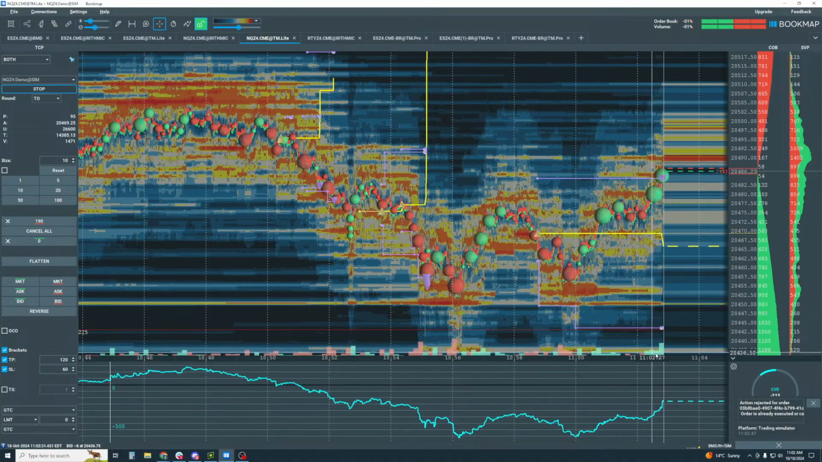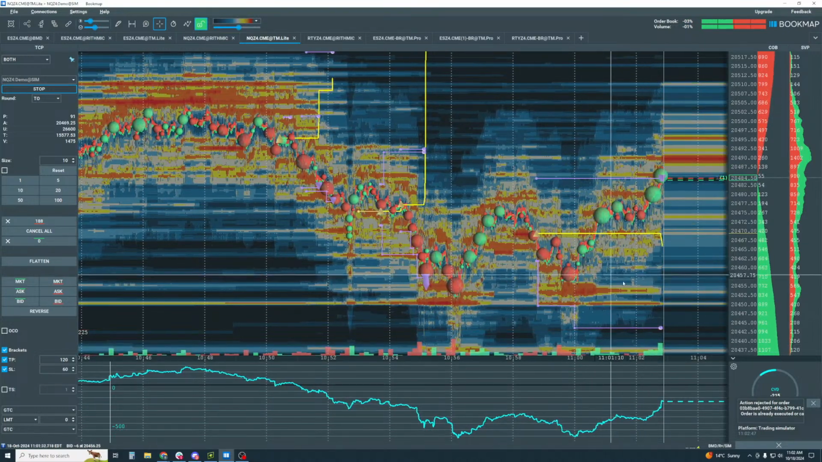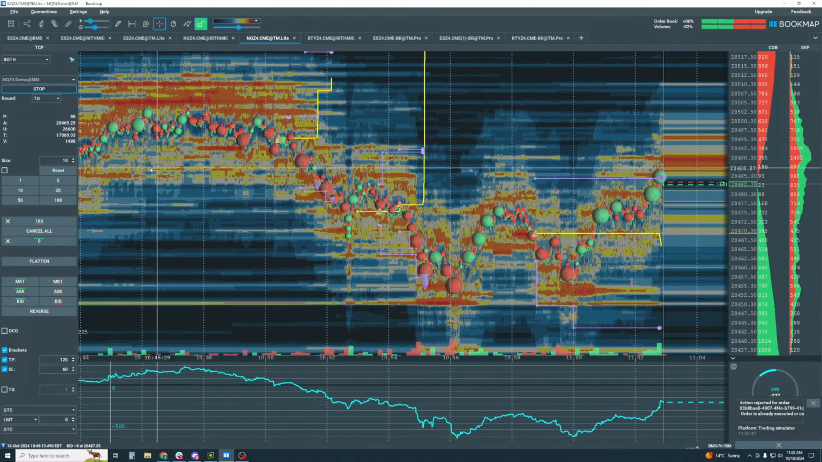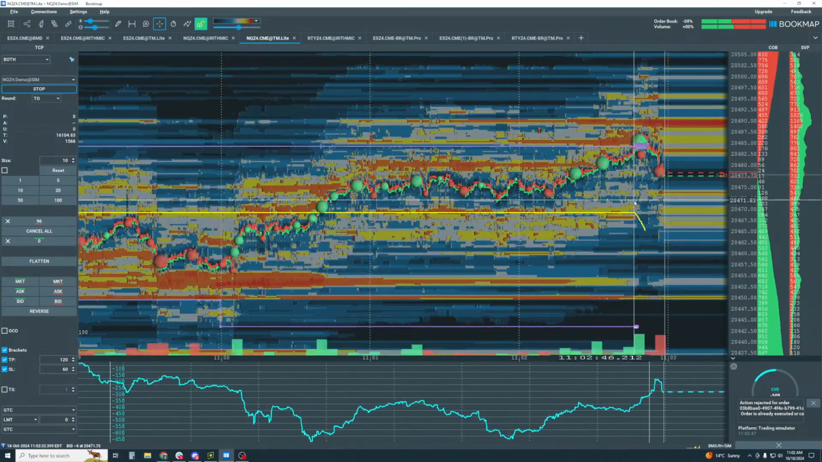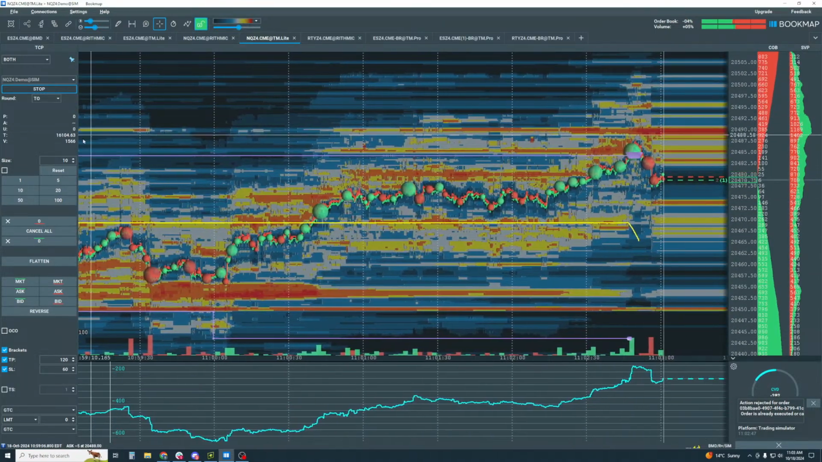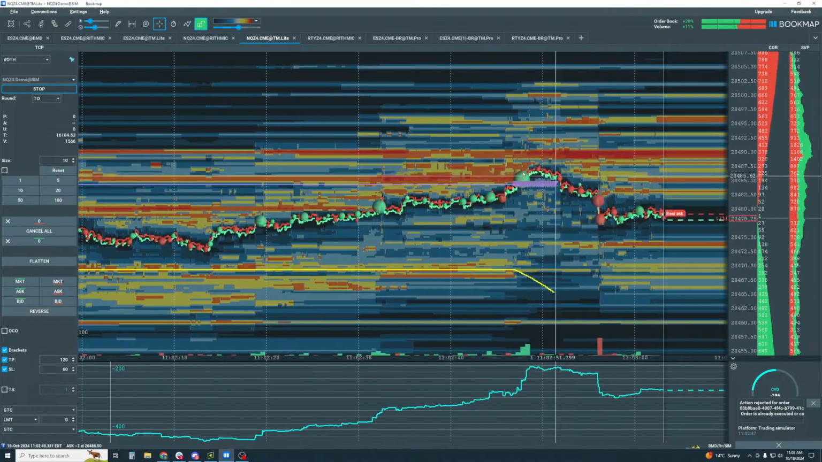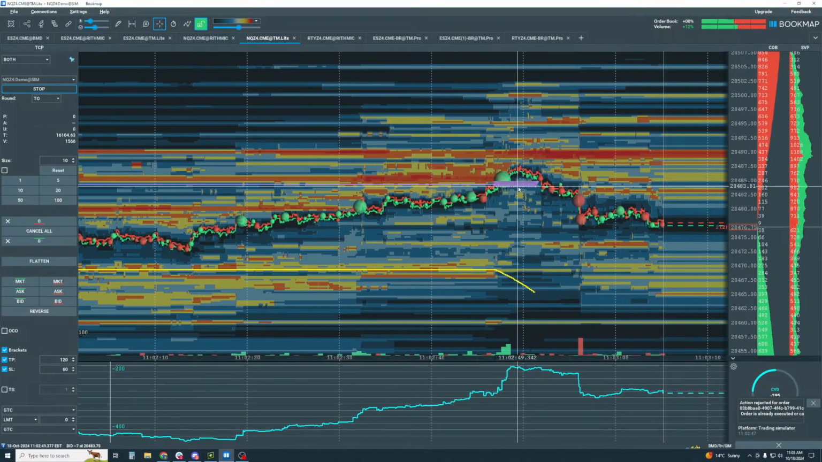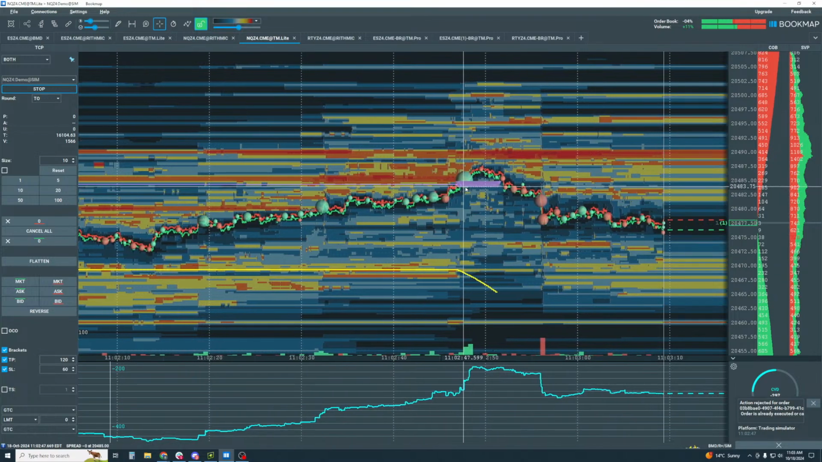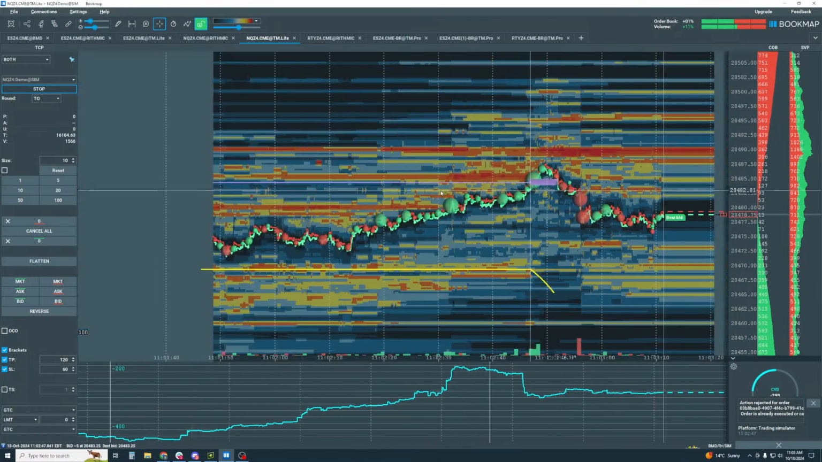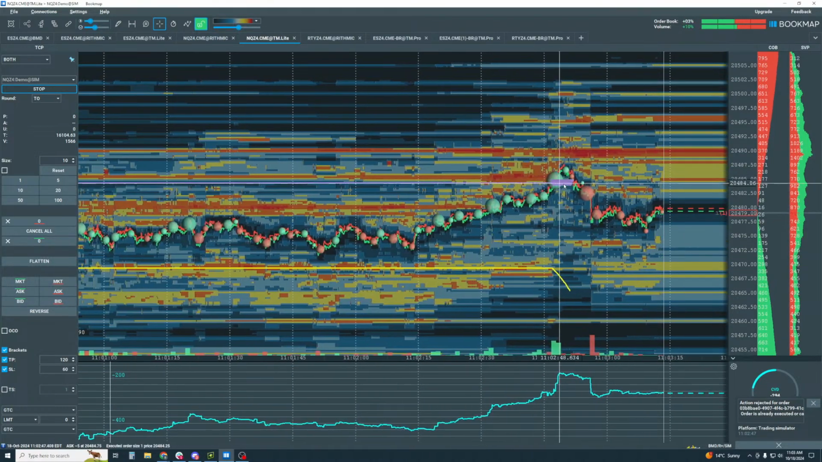This is starting to look a lot better in here. Okay, so we got filled on our 100 lot, and we're still getting filled on it. Okay, so there it goes. All right, so this was our limit buy in here. Yeah, we got filled in here with our limit sell.